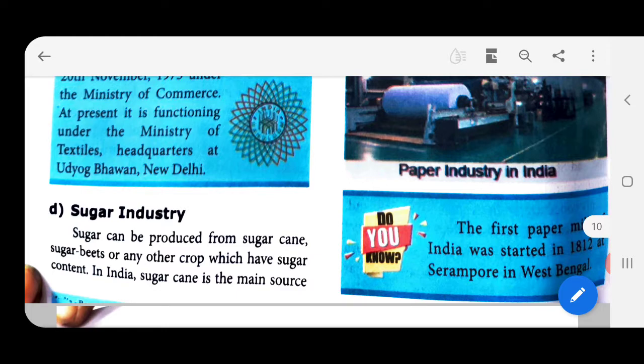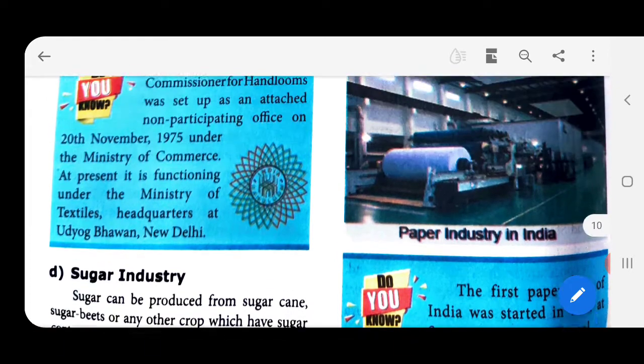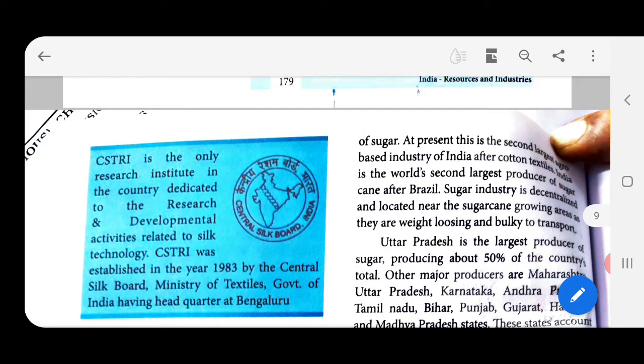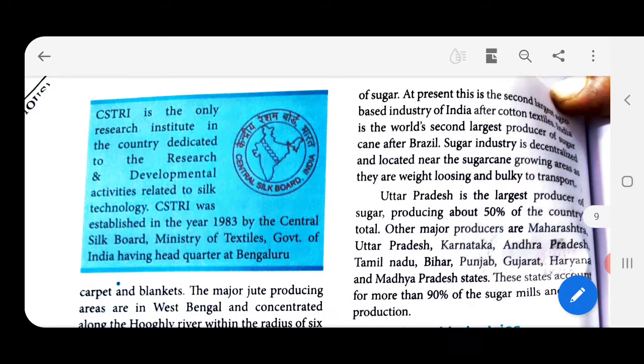And the sugar industry. Sugar can be produced from sugar cane. Sugar cane is karumbu. Sugar can also be produced from sugar beets or any other crop which has sugar content. In India, sugar cane is the main source of sugar. At present, this is the second largest agro-based industry of India. So, if you see sugar, it is the second largest agro-based industry. Agro-based means products are got from agriculture. India is the world's second largest producer of sugar cane after Brazil.